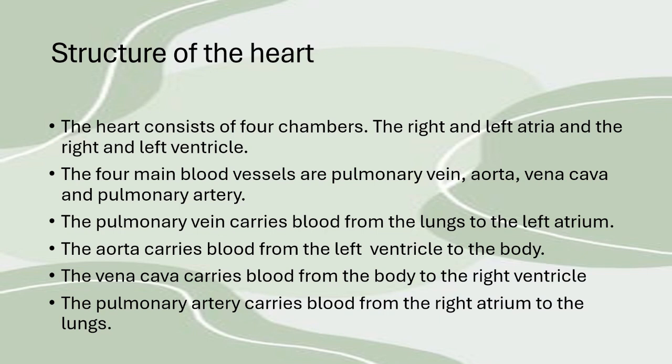The pulmonary vein carries blood from the lungs to the left atrium. The aorta carries blood from the left ventricle to the body. The vena cava carries blood from the body to the right atrium. And finally, the pulmonary artery carries blood from the right ventricle to the lungs.